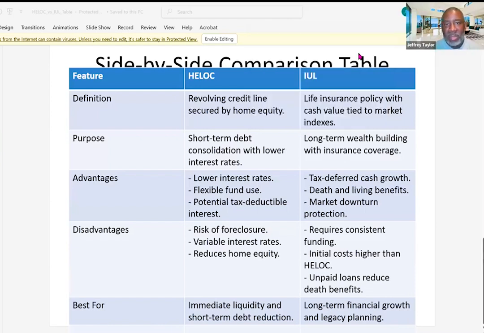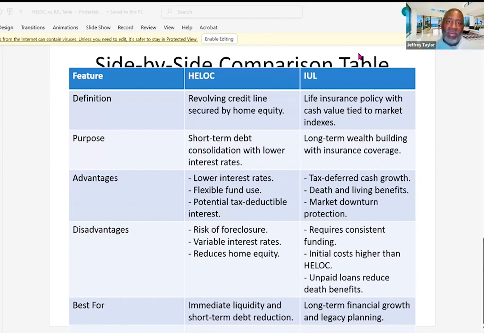Understanding the differences between a HELOC and a loan from an insurance policy is critical because it's going to impact your capacity to build wealth passively. Oh my goodness gracious, y'all are getting me stirred up just by me bringing this up.